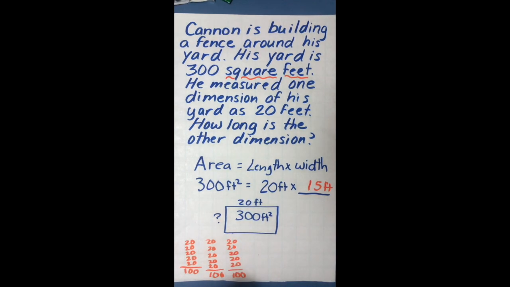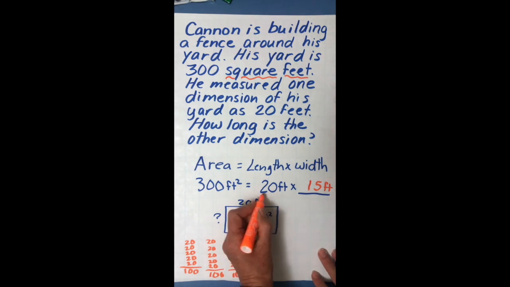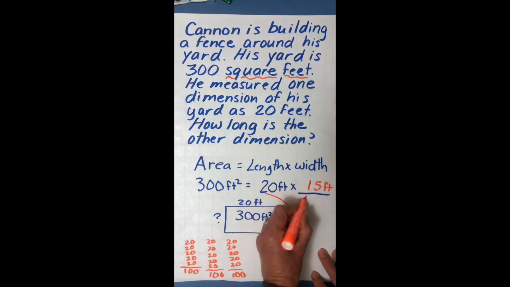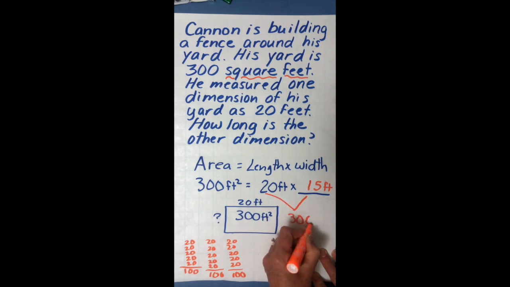Okay. So if you wanted to check this out, I also could do it like this. 2 times 15 is 30, and then there's a 0. So I know I did that right.